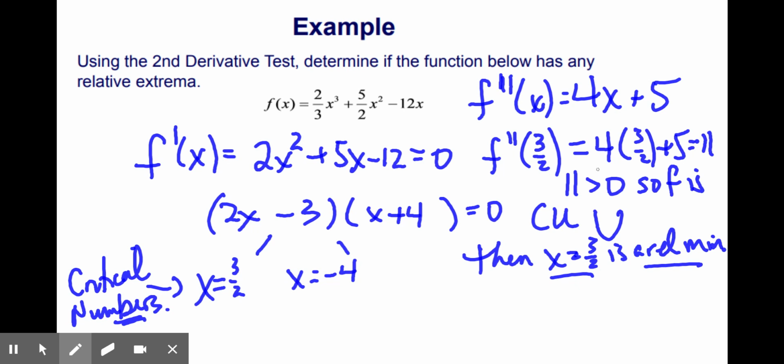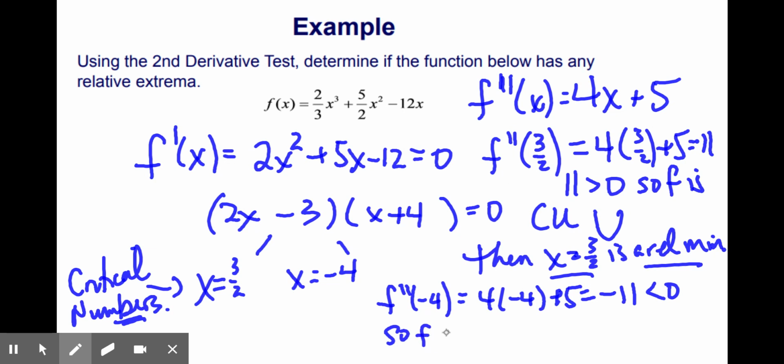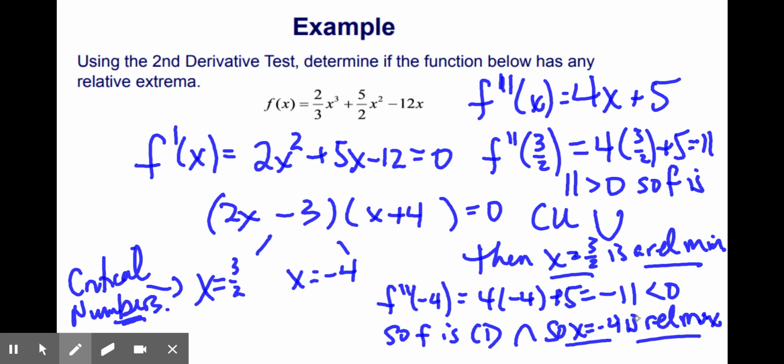All right. And then the same thing at x equals -4. If we do the same thing, f double prime of -4 would be 4 times -4 plus 5, which is -11. Okay, that's less than 0. So f is concave down. So it looks like that. So x equals -4 is a relative max. And that's it. If you wanted the y values to go with these two x values, you'd plug them into the original, and you could find the y values. But that's how you would find a relative min or a relative max using the second derivative test.